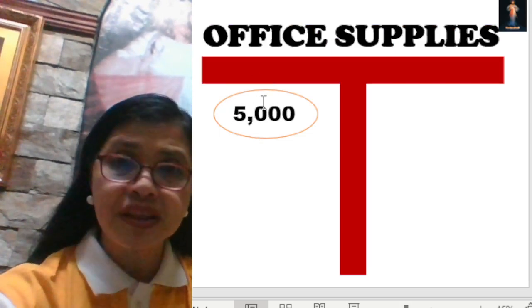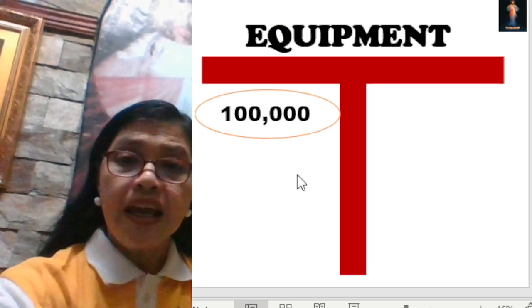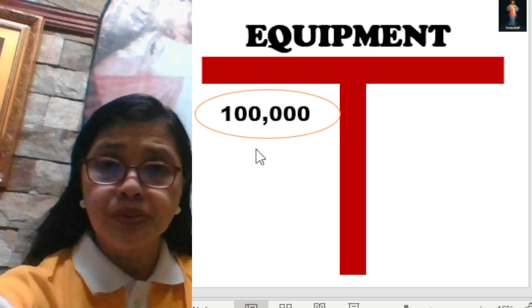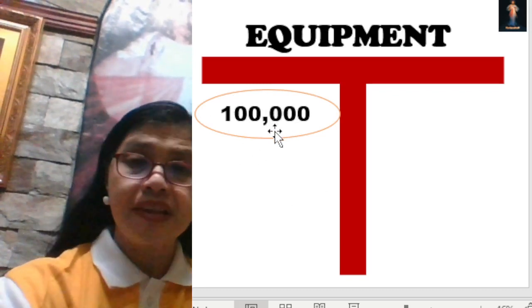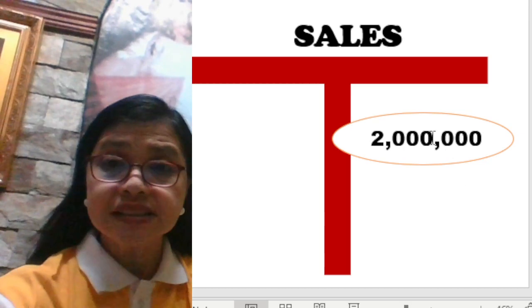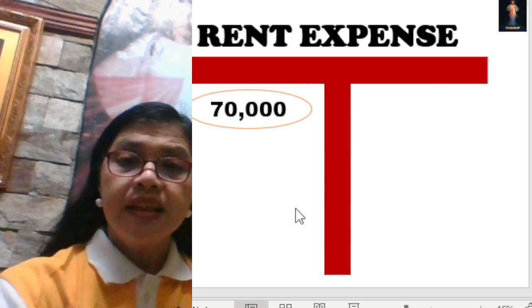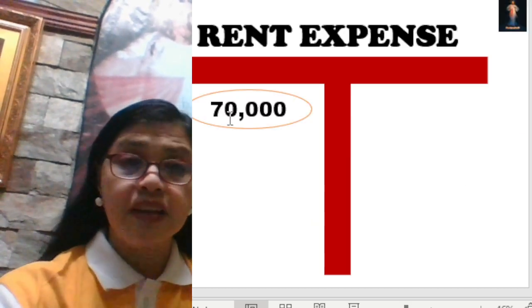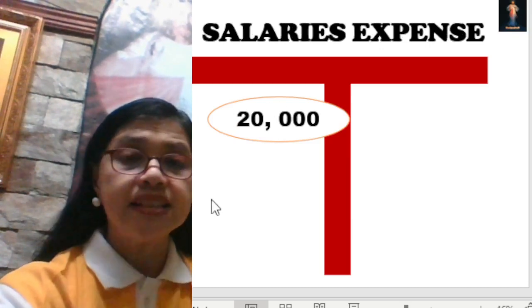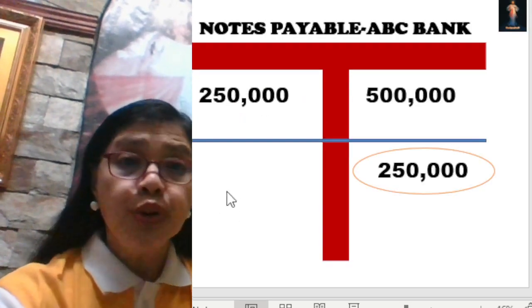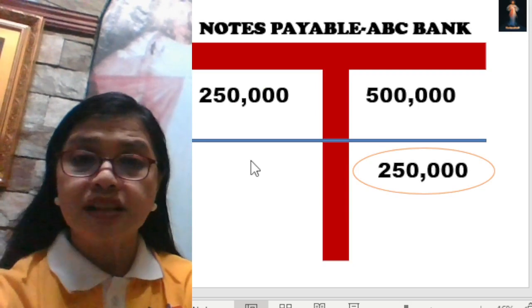So there is a debit of 5,000. Equipment, there is only one account. So we encircle the 100,000 equipment. The sales, we have 2 million. Then we have the rent expense, 70,000. The salaries expense, 20,000. Notes payable. So there are two transactions.